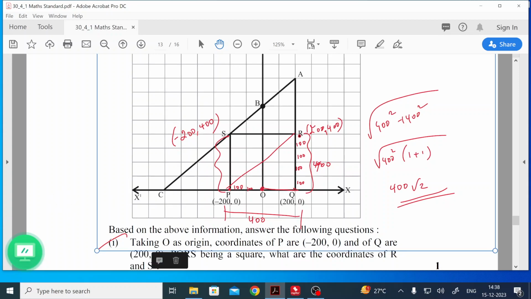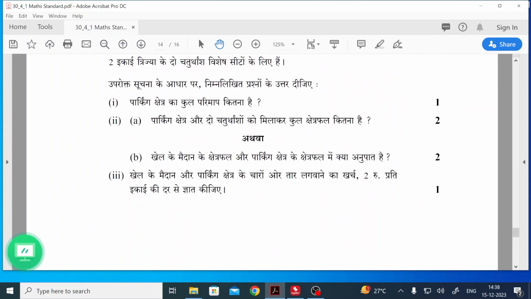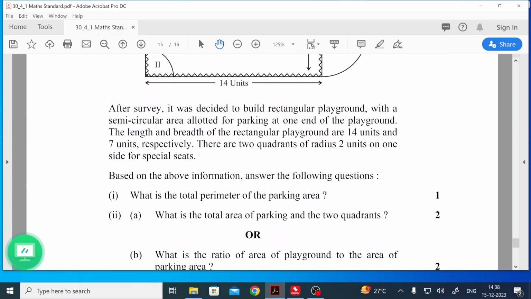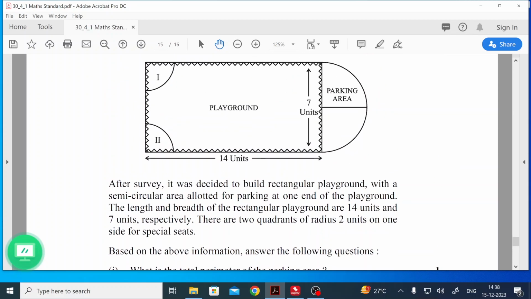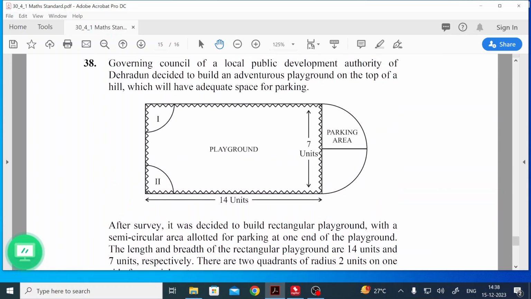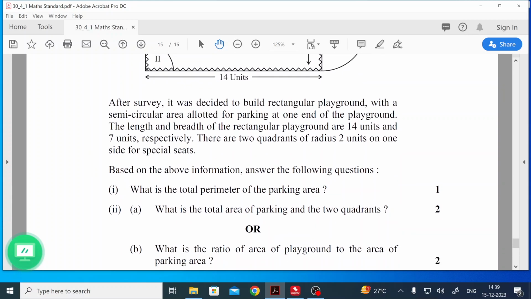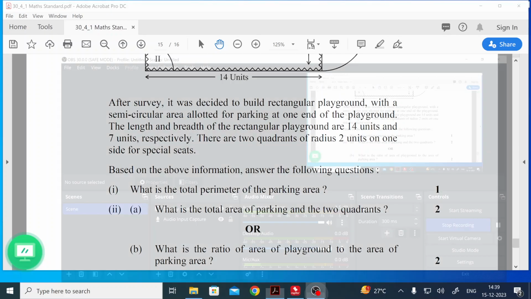Okay, almost I have completed, don't worry. You just go to the break. Another one more question is there. That is very easy only. About playground, parking something they have given. It's a rectangle shape. That is half circle shape. Because it's a two dimensional figure: rectangle and half of the circle. Based on that, we have to find. That's it. We'll continue after the break.